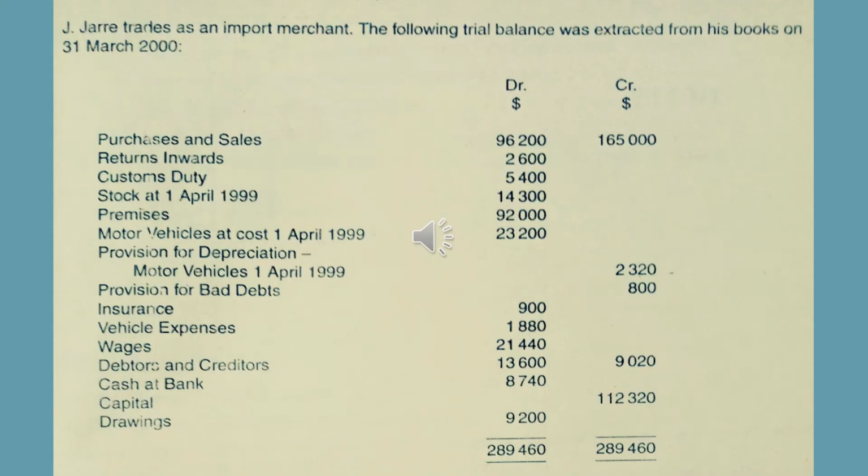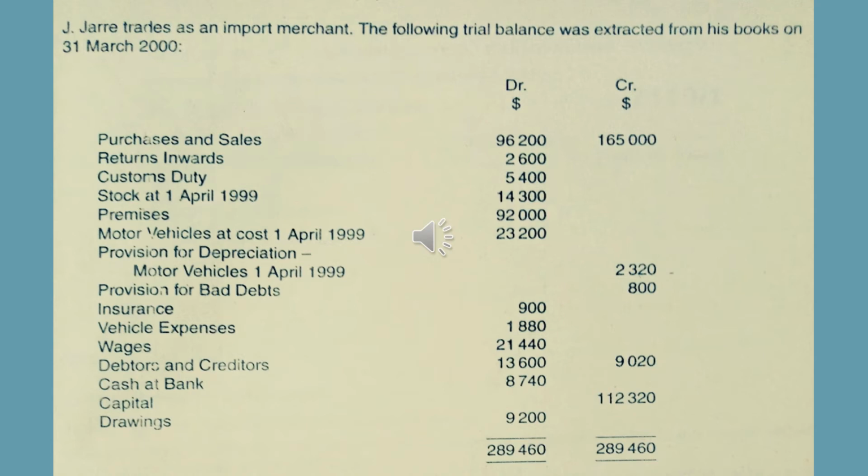The question says J. Jar trades as an important merchant. The following trial balance was extracted from his books on 31st March 2000. Purchases and sales, returns and words, customs duty, stock at 1st April 1999. This is the opening stock. Premises, motor vehicles cost opening, their provision for depreciation till before the start of the year. Provision for bad debts, insurance, vehicle expenses, wages, debtors and creditors, cash at bank, capital, drawings. I think everything is pretty clear.